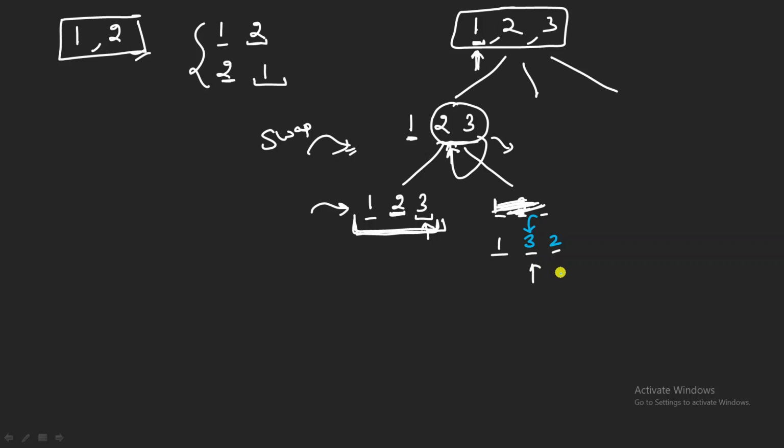Now I am left with the last element, so the last element will by default be fixed. I will not touch this and I will not go down. Now this is my second permutation. This is my first permutation, and this is my next permutation, and here we can simply print 1, 3, 2. We can print this array.